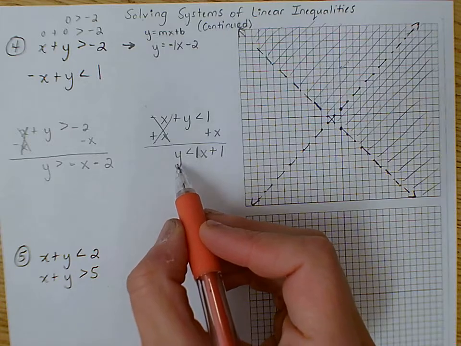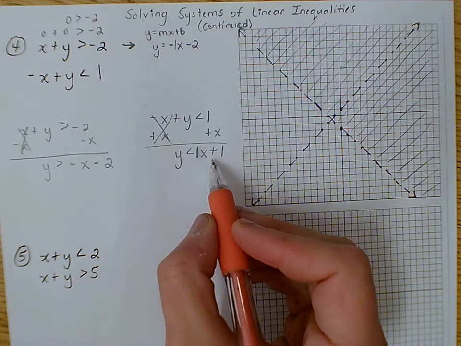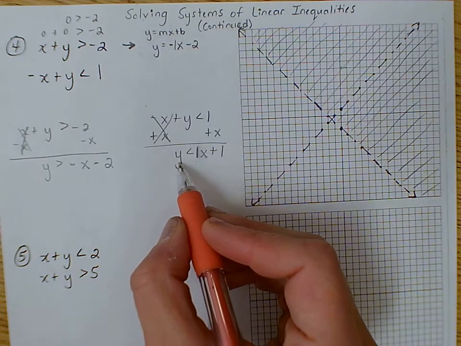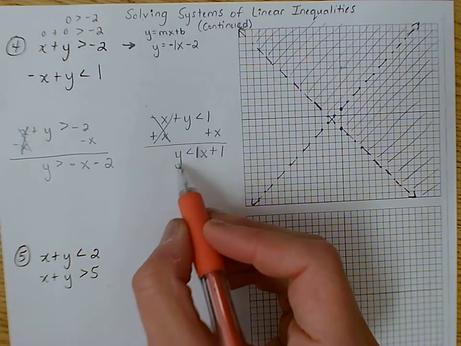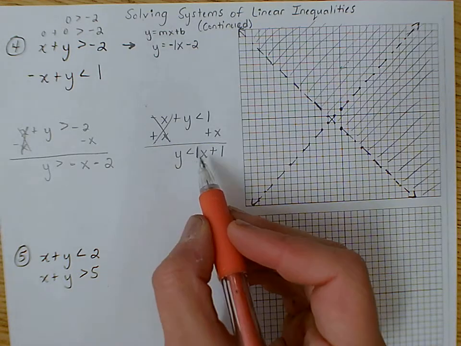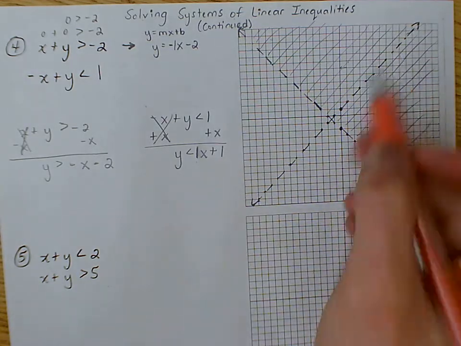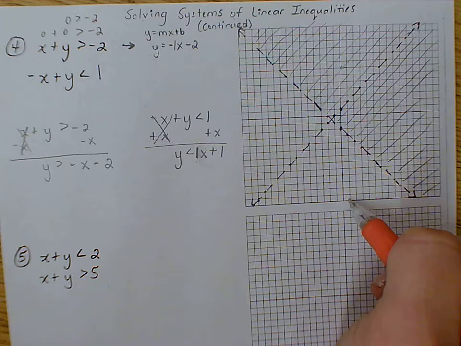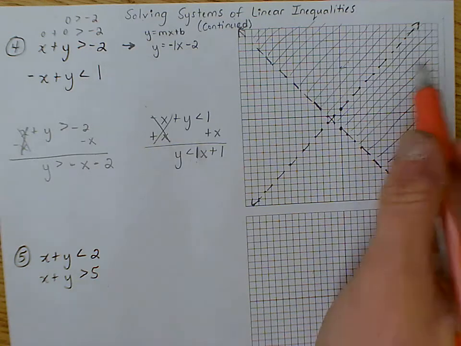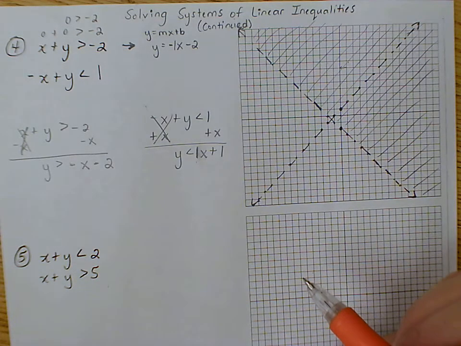If you're trying to just look at it and reason through it, you're looking at where the y values are less than the line. So if you think about it like that, here's my line. Where are the y values that are less than it? It would be below it, so you would know you have to shade below that line.